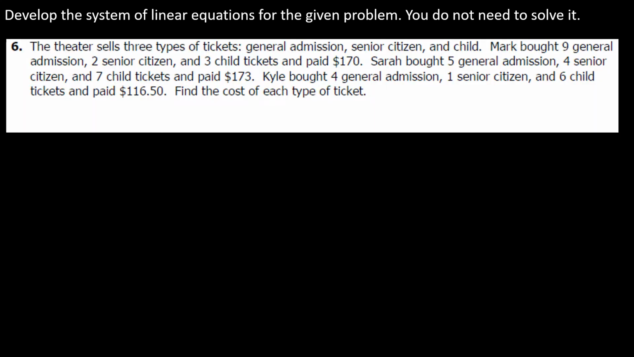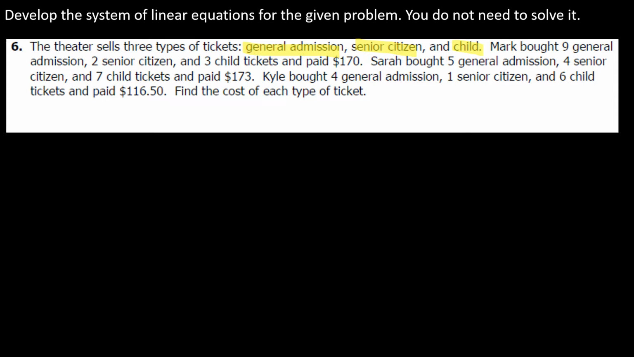So this question is asking us to develop the system of linear equations for the given problem. You do not need to solve it. We just need to come up with the actual equation itself. And a lot of this is really just understanding what's happening here. It says the theater sells 3 types of tickets: general admission, senior citizen, and child. So let's go ahead and start tagging that here.